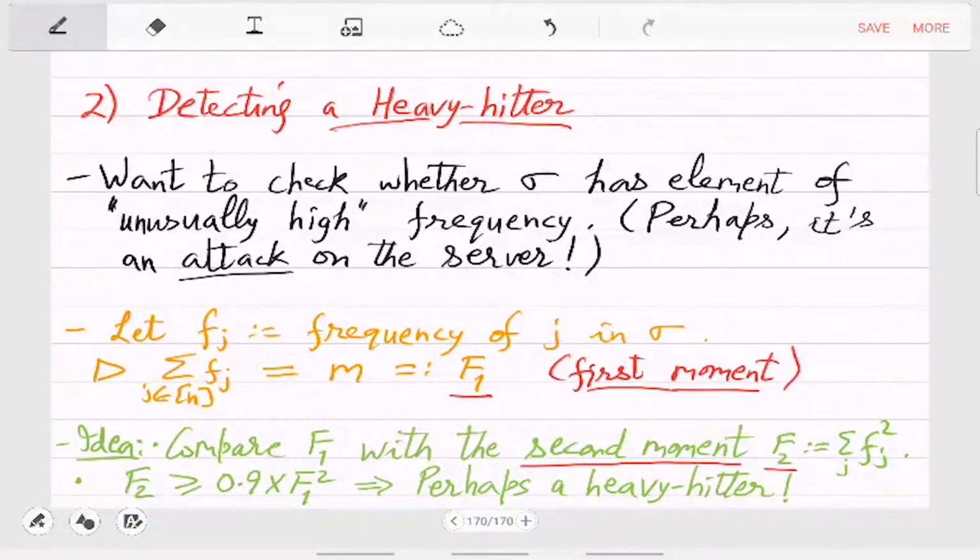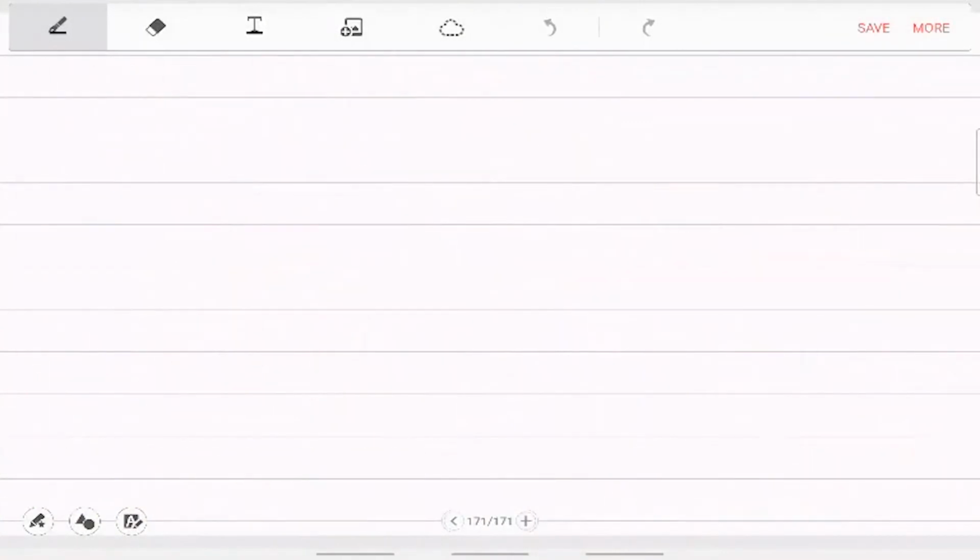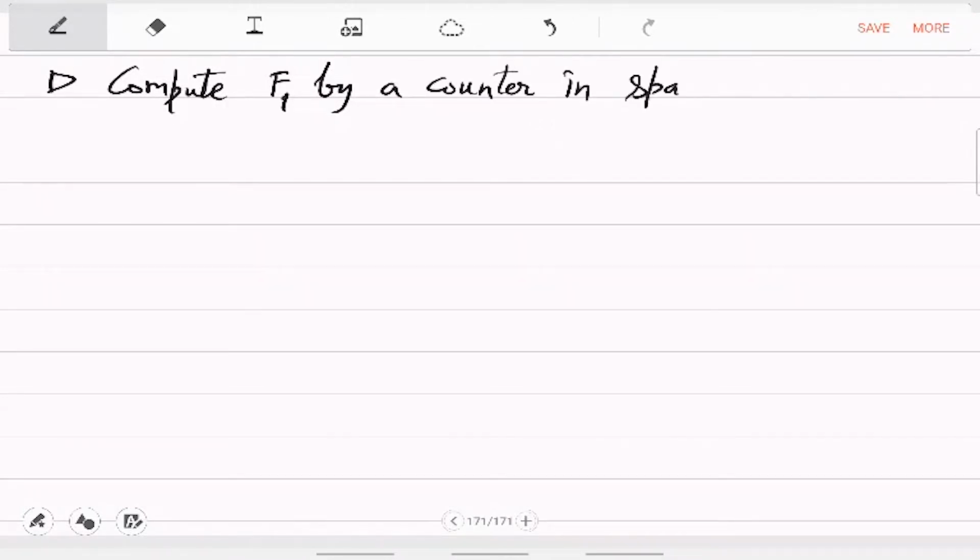So, f1 you can compute just by keeping a counter, right. It requires log m space. How do you compute f2? That is the tough question. So, compute f1 by a counter in space log m, right. This is fine. The major question here, the only question in this problem, is how do you compute F2?